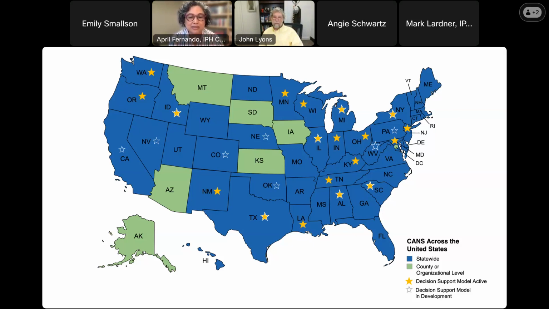So the yellow stars represent decision support models that are active. Some of them have been active for a very long time, 15 or more years. Some of them are fairly new. And then the stars that are outlined are where we are developing or revising models. And you can see that the states that have both are where we've got models in play, but we're also either creating new ones or revising the models to incorporate new information. So you can see that the models have been in place for some time around the country. You can have the next slide, please.